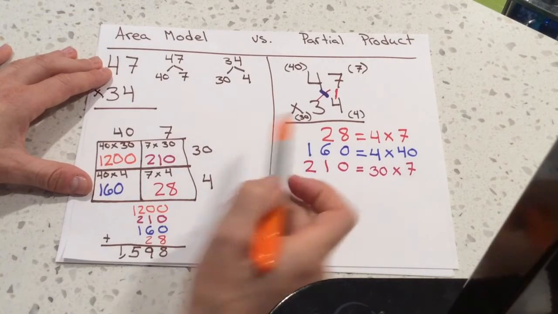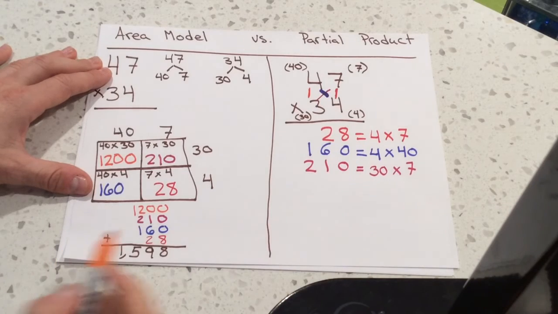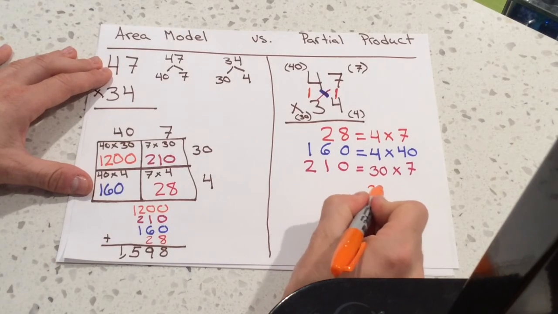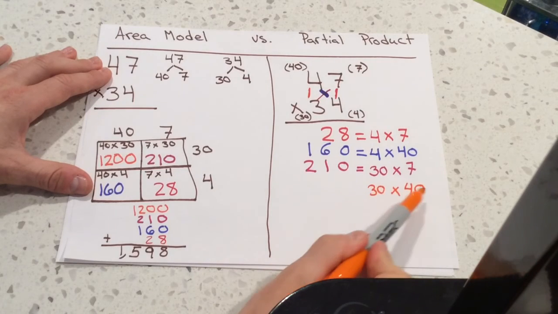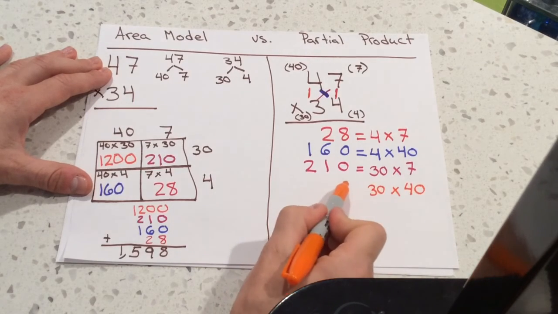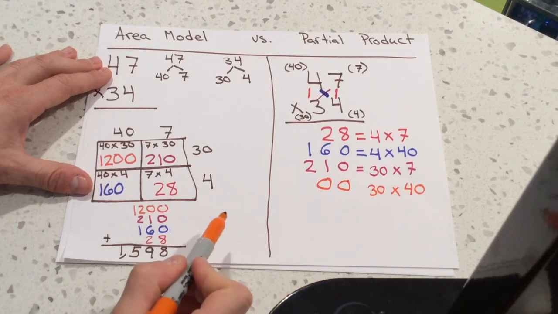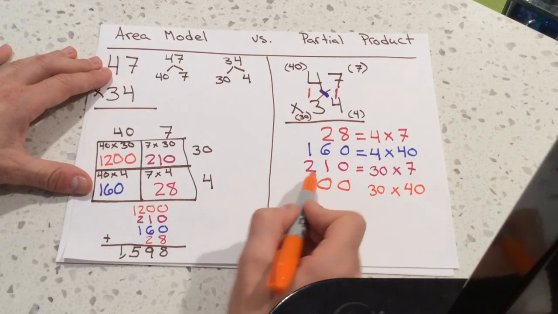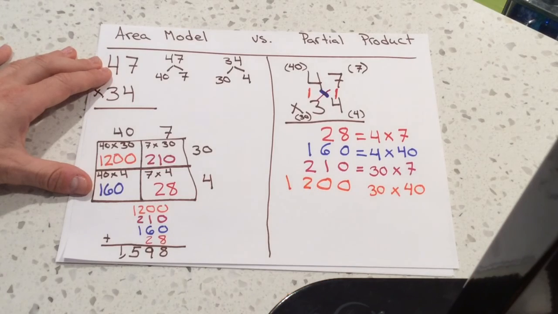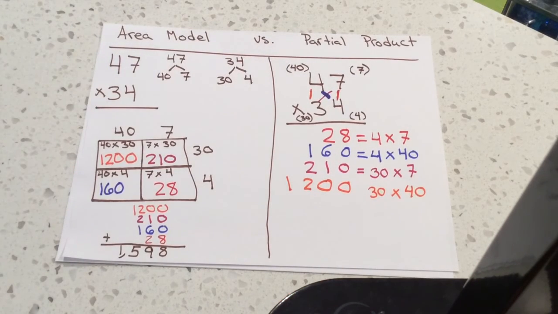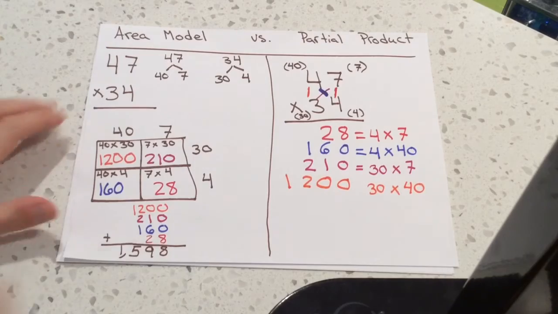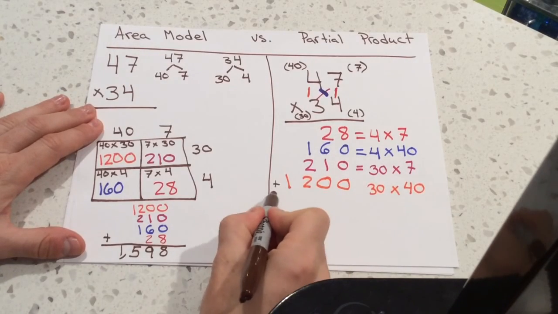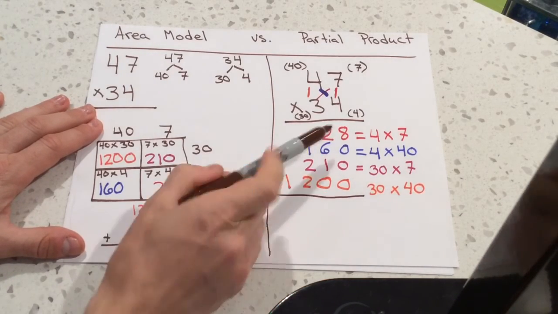And last but not least, we have 30 times 40. Here I'm going to have 2 zeros, 1 zero from 40, 1 zero from 30, starting at the right to really make sure I line up my place value. And 3 times 4 is 12. So we see the 160, the 28, the 210, and the 1,200. And just like last time, we're going to add up those 4 partial products.